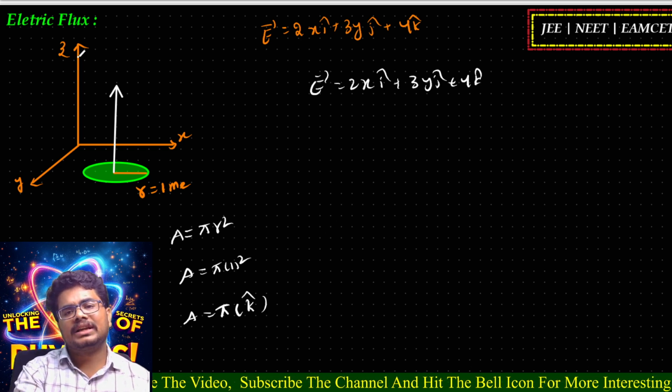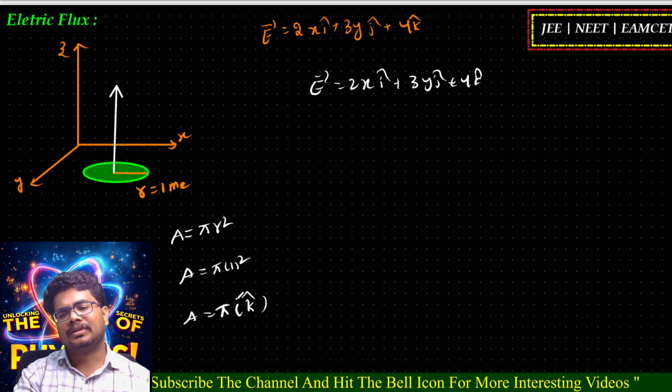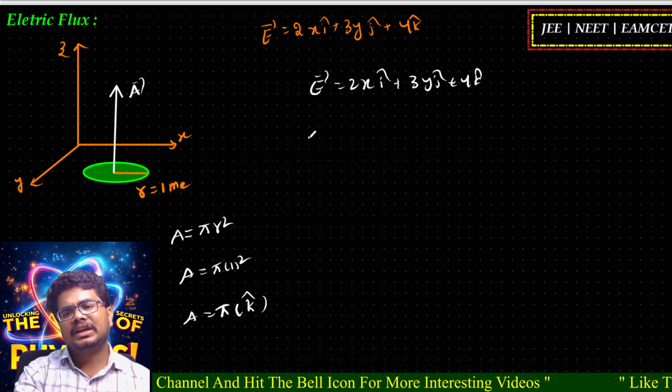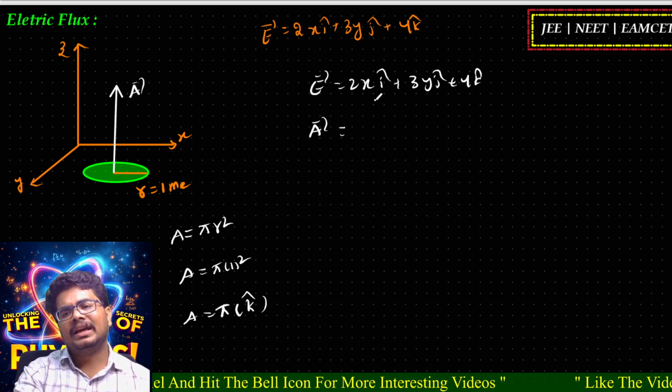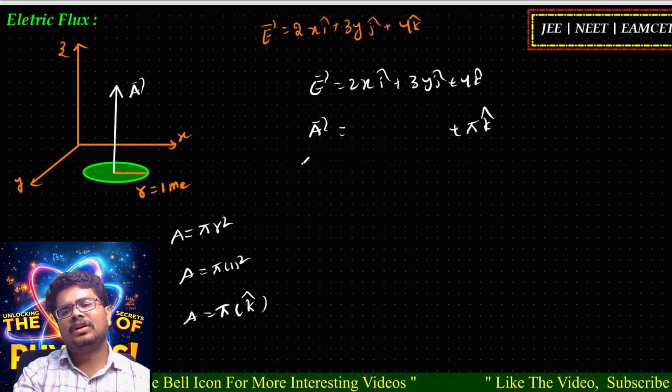Okay, so here the z direction is given. If you write the j cap, that will be wrong. Along the z direction, which direction should we write? K cap we should write for the area vector. So the area vector in this example can be written as: i cap not there, j cap not there, plus what is there? Pi k cap.